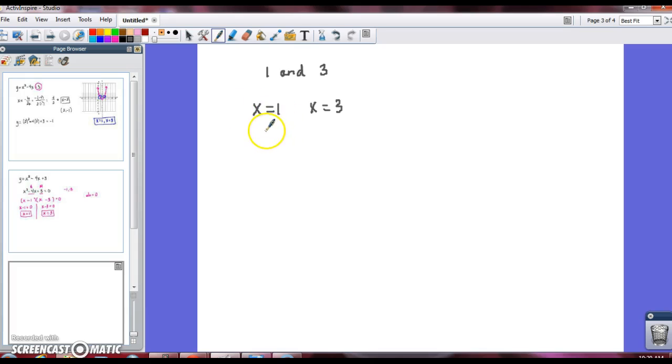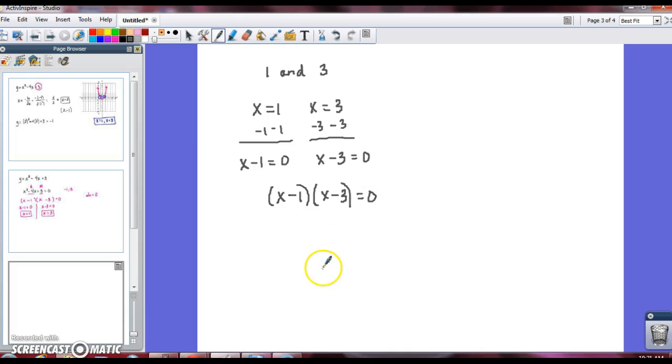If x equals 1 and I subtract 1 from both sides, I end up with x minus 1 is equal to 0. If I work backwards here and subtract 3 from both sides, I end up with x minus 3 equals 0. And there's my two factors. So now I can say, well, x minus 1 times x minus 3 must equal 0.